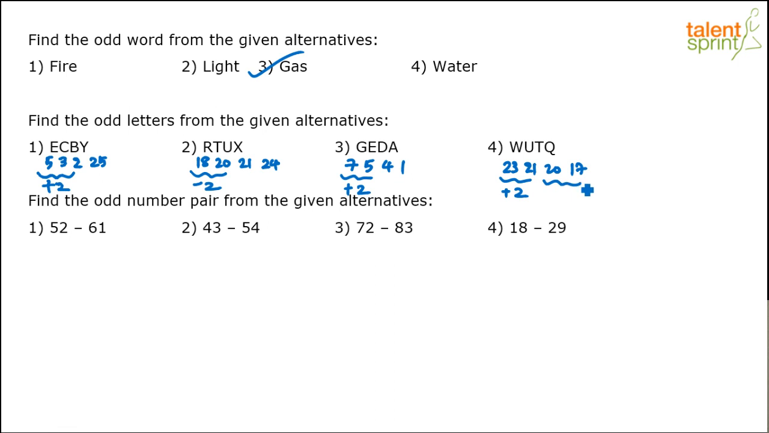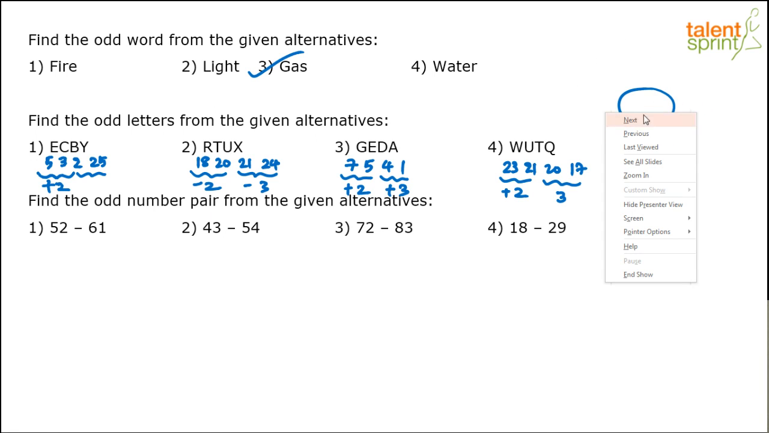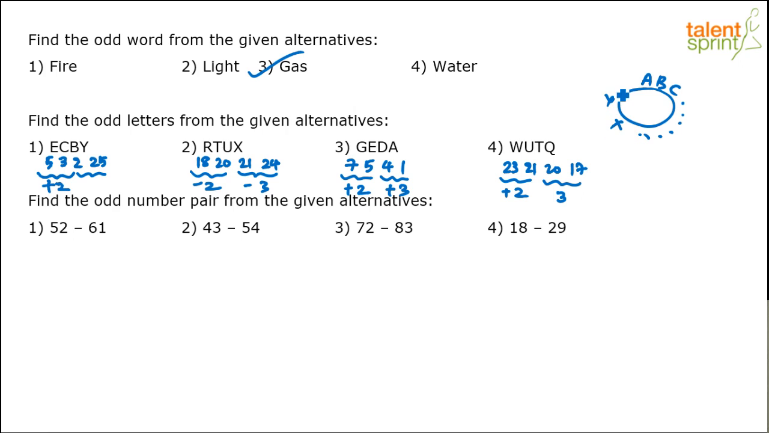20 minus 17 is plus 3, 4 minus 1 is again plus 3, 21 minus 24 is minus 3, right? And 2 minus 25. Well, 2 minus 25 is minus 23, but you understand that these are letters of the English alphabet, right? So it has to be considered like a cycle, A to Z and again back to A. So it's like A, B, C, D and so on up to X, Y, Z, and again comes A. So that way you got to check this.